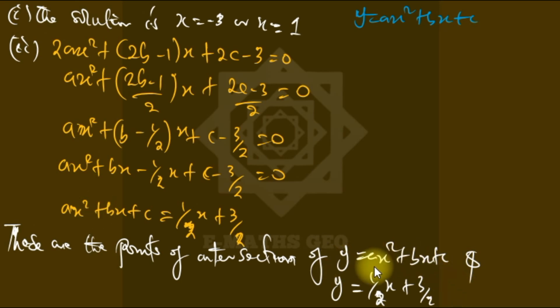But we've done the first one. We've drawn the first one. That's a squared plus bs plus c. So we need to draw y equals half x plus 3 over 2. And y equals half x plus 3 over 2 is a line. It's a straight line. So we need to draw the line. And how do you draw a line? You need 2 points. So for you to draw a particular line, you need 2 points.